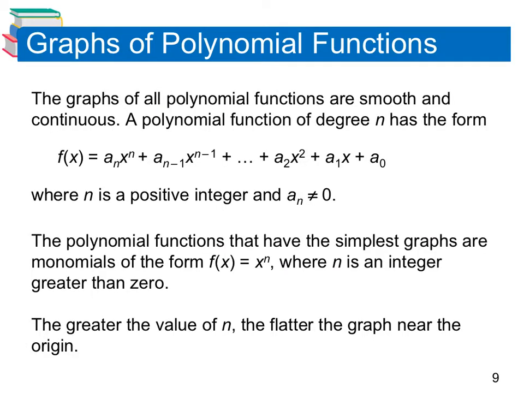So the two things we need our graphs of polynomials to have is it needs to be smooth and it needs to be continuous. So these are the two things we need to have in our polynomial function. So the graph has to be smooth and it has to be continuous.